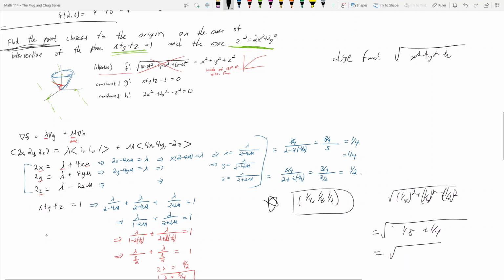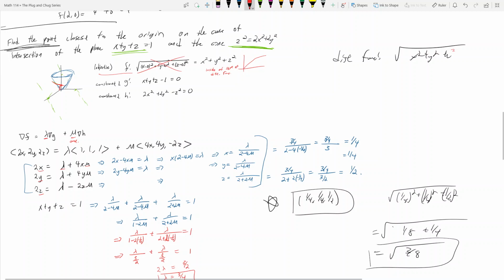Right? And that's equal to root 3/8, which is the distance, right? Remember, my objective function, the function I'm trying to minimize, is x squared plus y squared plus z squared, but the distance function is still the square root of that guy. And the only reason why I can just look at the inside of the square root is because the square root is always increasing. So if x squared plus y squared plus z squared is bigger, then my distance will be bigger. And if it is smaller, then my distance will be smaller as well.